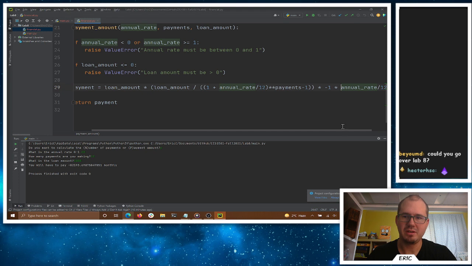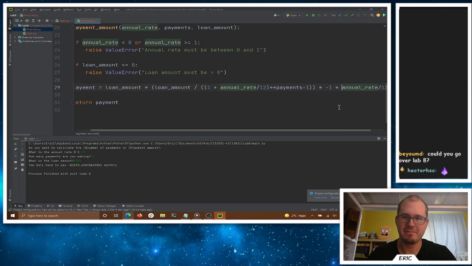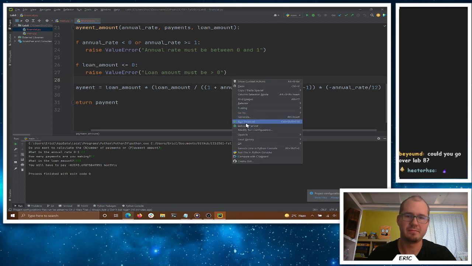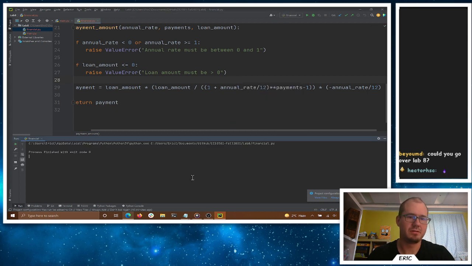Negative one times the annual rate? I think negative should have done it, right? Divided by 12. Oh, we need the parentheses on this last one here. Let's try that. Should be the same. Let's try it again and see what we did wrong here. Oh, that one doesn't run, right? This one runs.